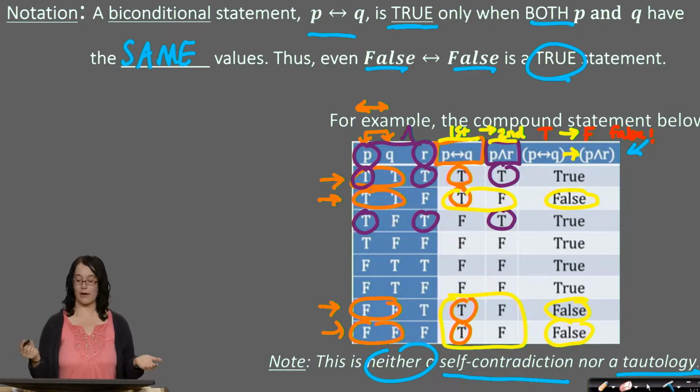Now, is this final outcome indicating that this statement is a self-contradiction? No, because it's not always false. Is it indicating that it's a tautology? No, because it's not always true. And thus it can't be an implication, even though it was an if-then statement, because it's not always true. Let's see if you can put all this together in your next slide when you're ready.